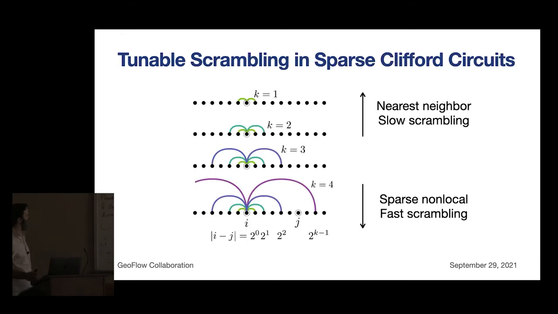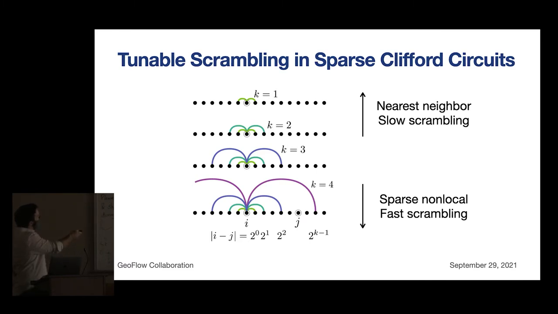Okay, so first of all, let's talk about these scrambling circuits. These circuits consist of non-local gates, where gates are applied between qubits I and J if and only if the distance between them on a 1D lattice is a power of 2. Here, this parameter k tells you what the longest range interactions are.